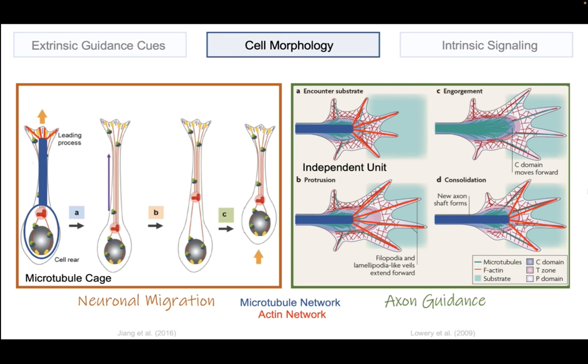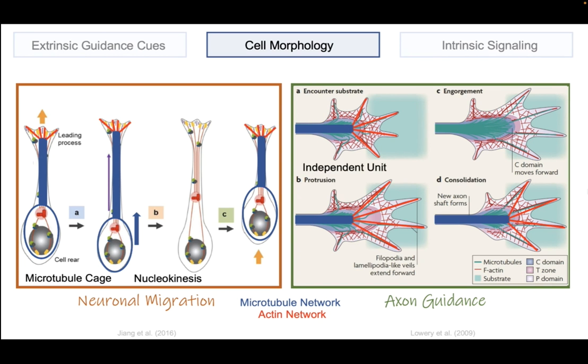In cell migration, on the other side, elongation of the microtubule network is followed by a process called nucleokinesis. During this essential step, the nucleus translocates into the leading process, followed by the retraction of the trailing process, so that the neuron ultimately migrates.